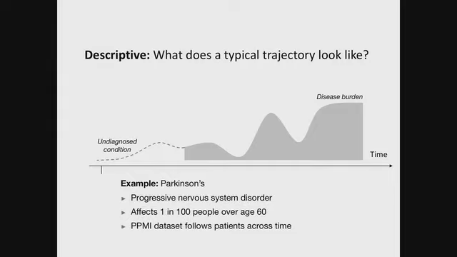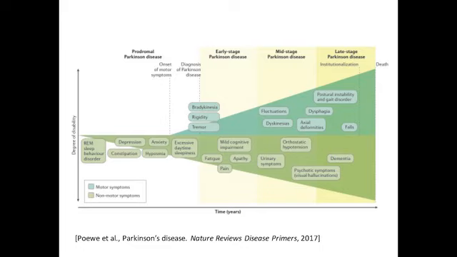So, for example, we'll talk about Parkinson's disease for the next couple of minutes. Parkinson's disease is a progressive nervous system disorder. It's a very common one, as opposed to multiple myeloma. Parkinson's affects over 1 in 100 people age 60 and above. And like multiple myeloma, there are also disease registries that are publicly available and that you can use to study Parkinson's. Now, various researchers have used those data sets in the past, and they've created something that looks a little bit like this to try to characterize, at a population level, what it means for a patient to progress through their disease.